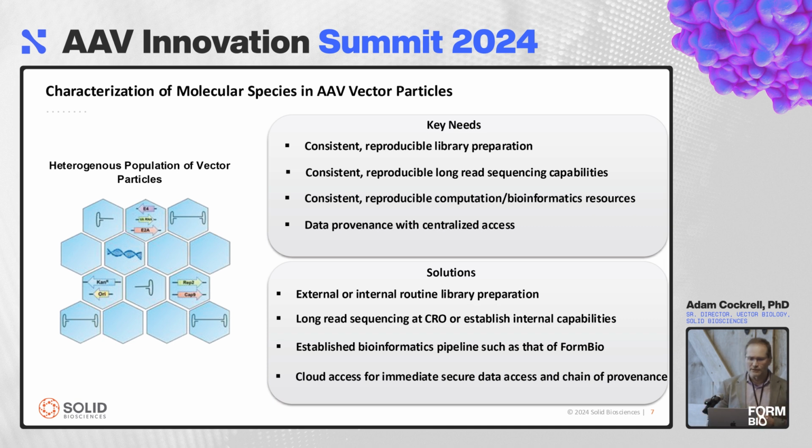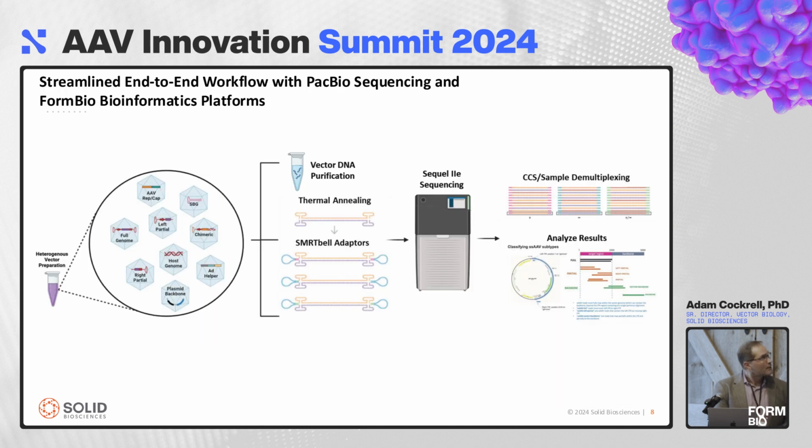Solutions: doing external or internal routine library preparations, possibly bringing in your own internal sequencing capabilities. If you're working with CROs, from experience, I'll tell you, be careful and try to have vast insight into exactly what they're doing in their processes. You want to work with an established bioinformatics pipeline, and then of course cloud access for immediate secure data access and chain of provenance.